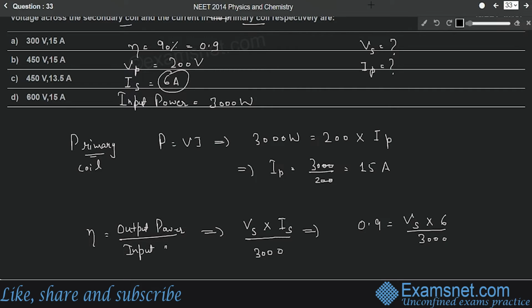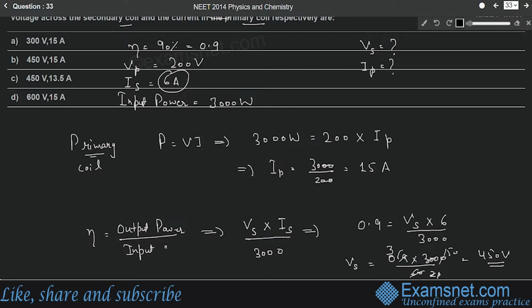So from here we can find the value of the voltage across the secondary coil, that means 0.9 into 3000 divided by 6. Okay, so here we have 3 into 20, 60. 3 into 3 is 9, then the 10 cancelled. Then on solving this we get 450 volt.